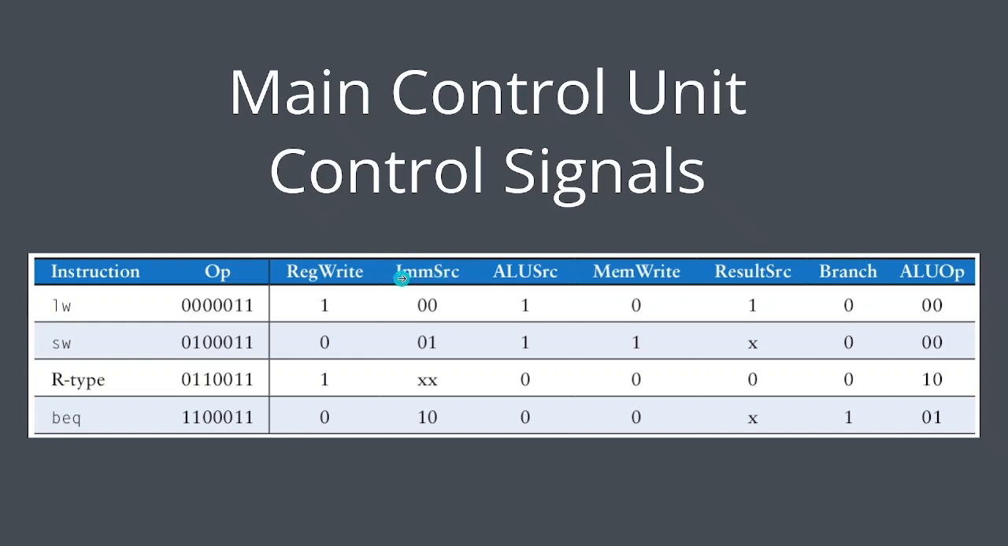Next, we have immediate source. This control signal determines the source of the immediate value that the ALU uses.